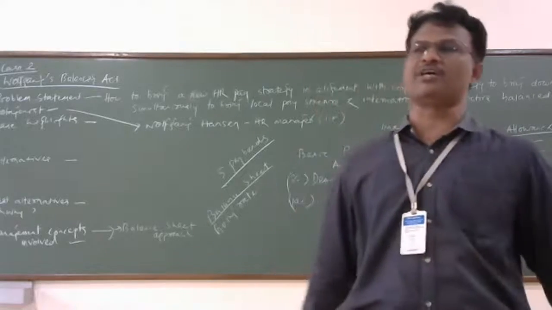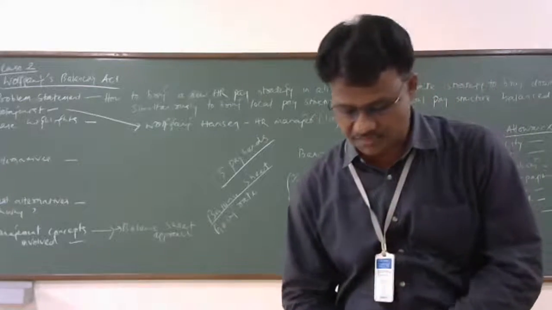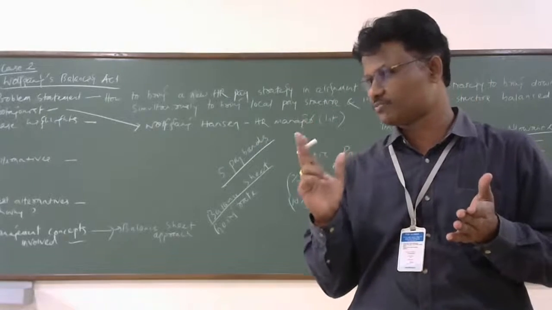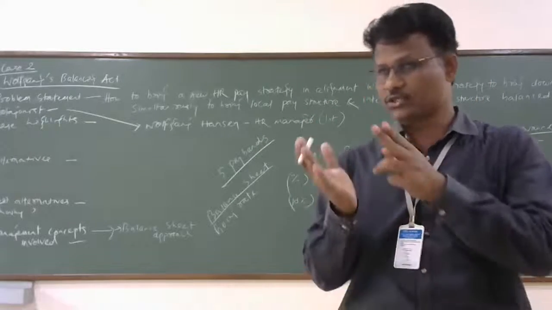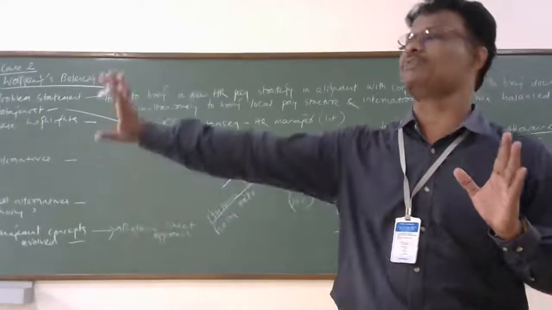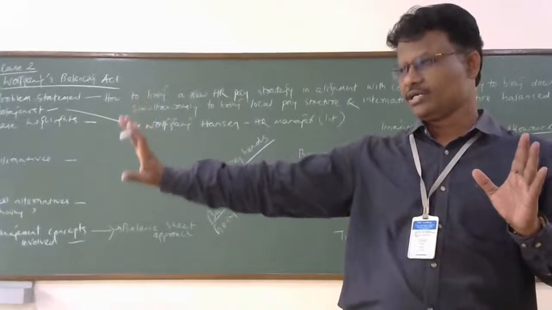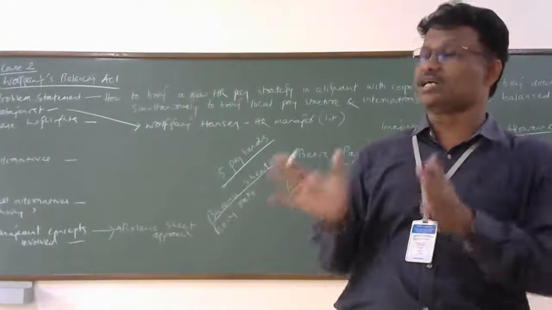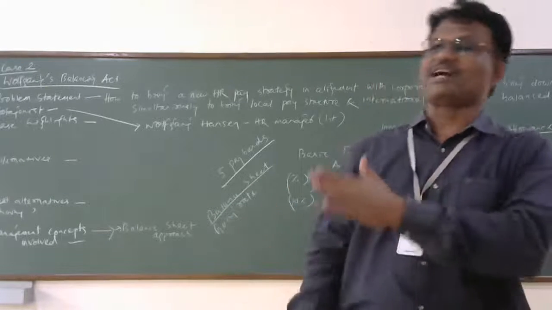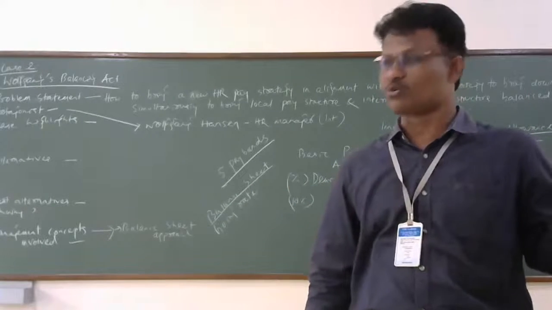In Hofstede's model, what happens? There is a concept of uncertainty avoidance. One dimension of Hofstede's model is uncertainty avoidance. I told you that Indians are very uncertainty avoidance people, including Japanese and other Asian countries. Asian countries are basically high uncertainty avoidance people, but not American countries, not European.